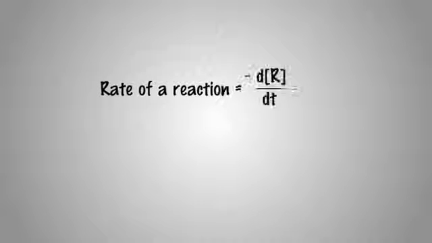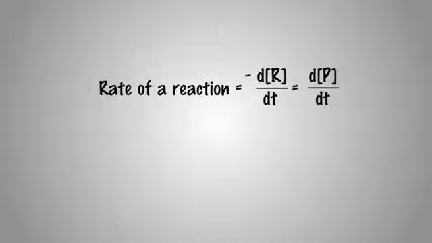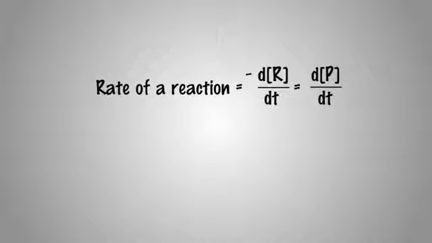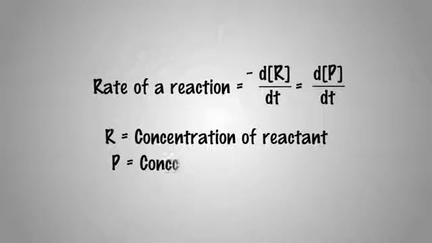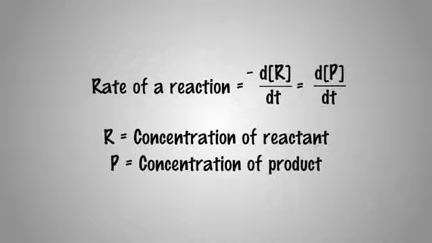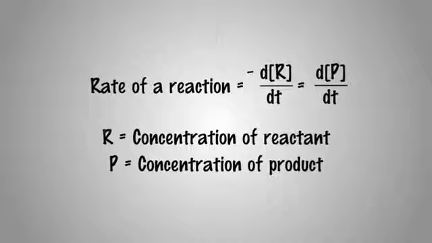For example, consider the hypothetical reaction R giving P. The rate of reaction is equal to minus d[R]/dt or d[P]/dt, where [R] and [P] are the concentrations of reactants and the products obtained respectively.